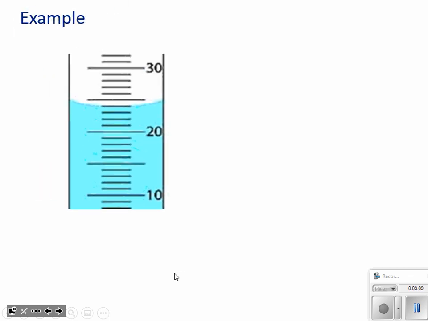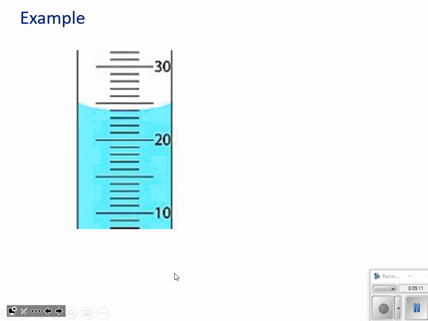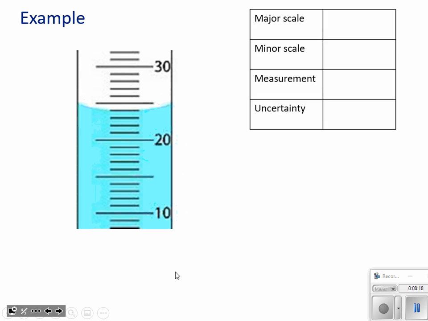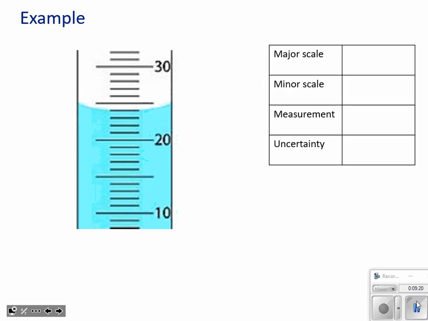My second example. This appears to me to be a graduated cylinder. So go ahead and I'll give you a second here. Copy this box again, your scale box, and then we'll roll after we get that copied.